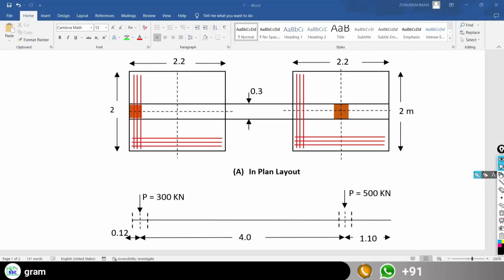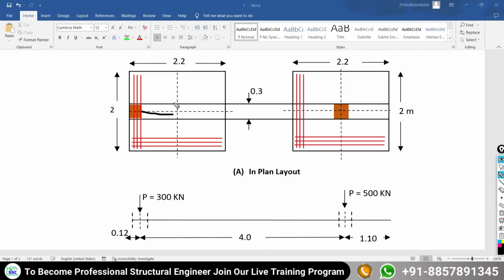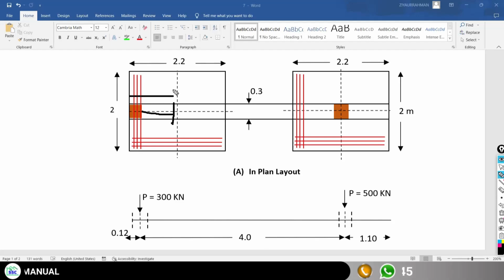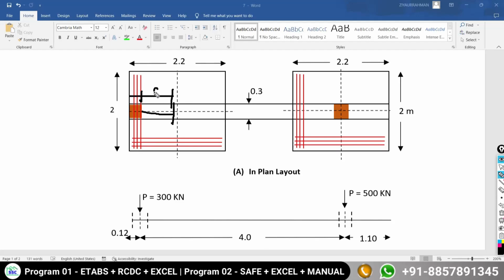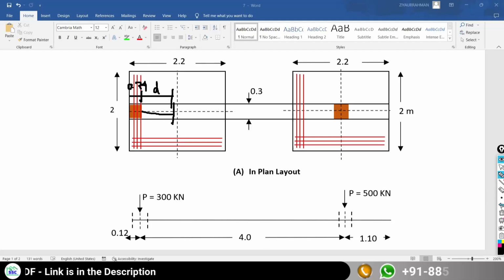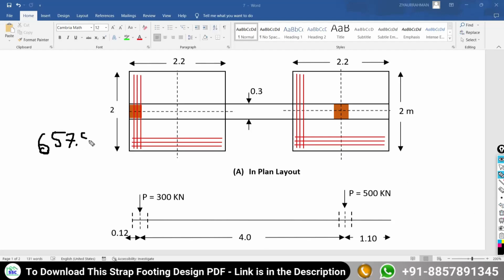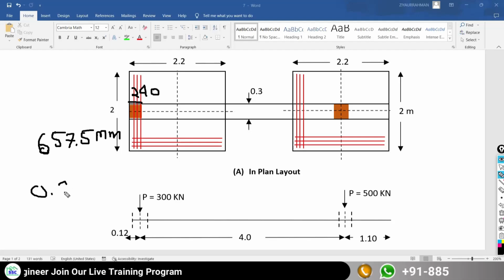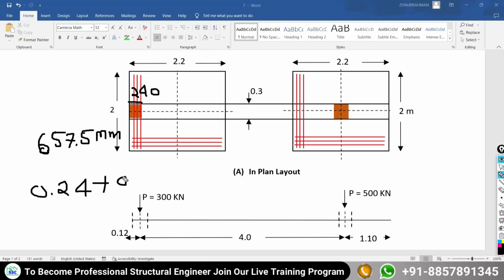So the very first thing, we need to calculate how much shear force is going to be developed at a distance of d from the face of the column. For that, how much is the total distance up to this section? It is going to be d, the effective depth of your beam, plus the size of your column. The effective depth of your beam is 657.5 and the side of the column is 240. If you add these two, it is going to become 0.24 in meter plus 0.6575, in meter.